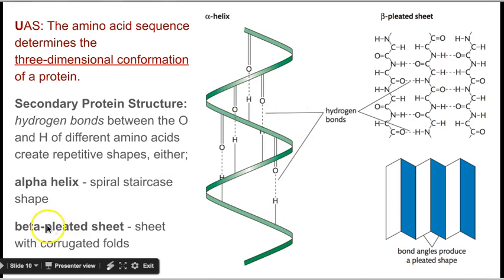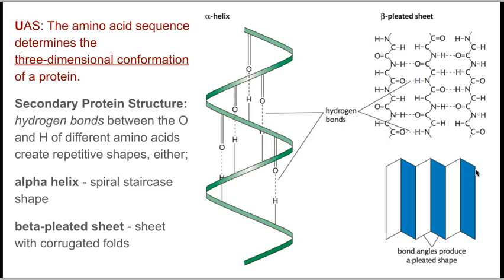We also have the beta pleated sheet, a sheet with corrugated folds. So again, we see our hydrogen bonds here between the O and the H, creating this corrugated shape, known as a beta pleated sheet. So this is our secondary level of protein structure.